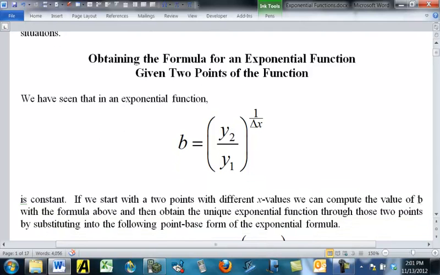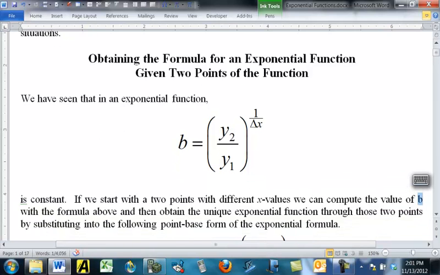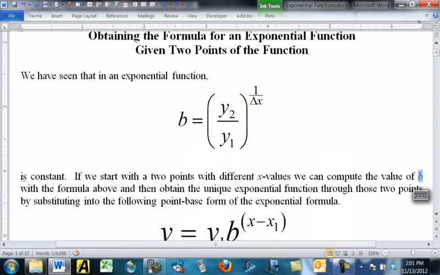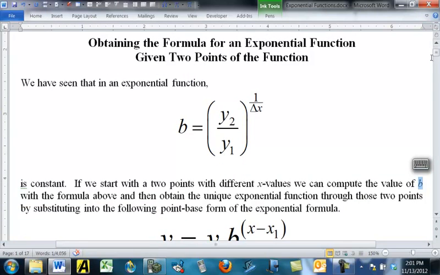The first thing we're going to look at here is what can we do in terms of taking an exponential function. If we're given 2 points, can we find out the formula? And we know that we can do this. The base is found as y2 divided by y1 to the 1 over delta x power. Okay, and this is going to be constant for an exponential function between any 2 points on the graph or in the table.